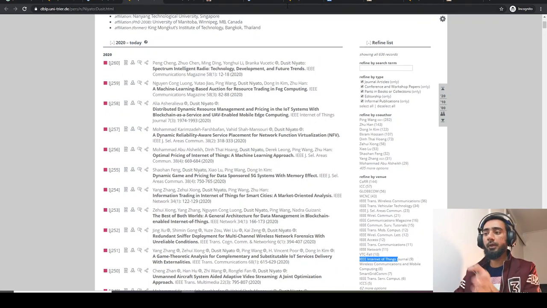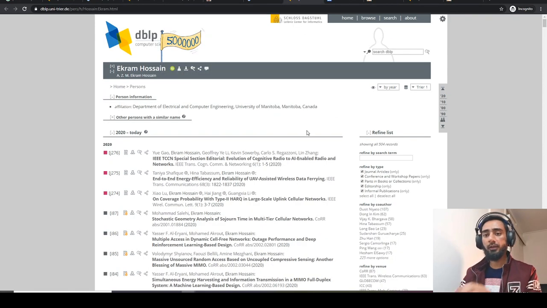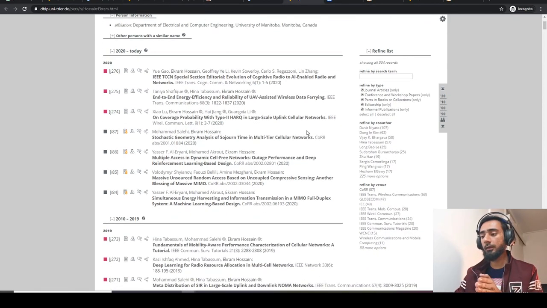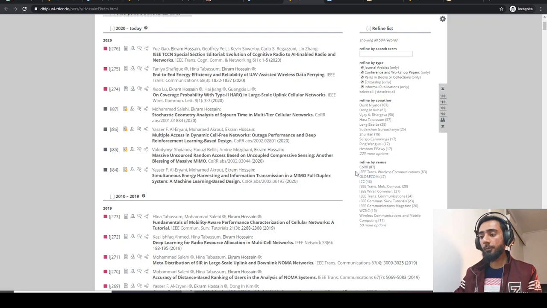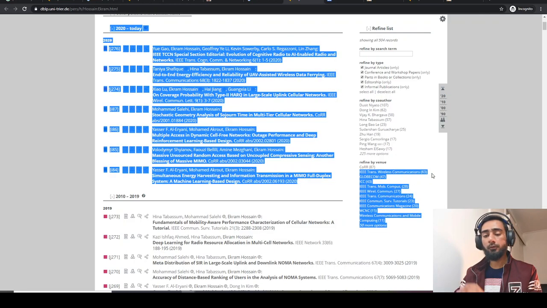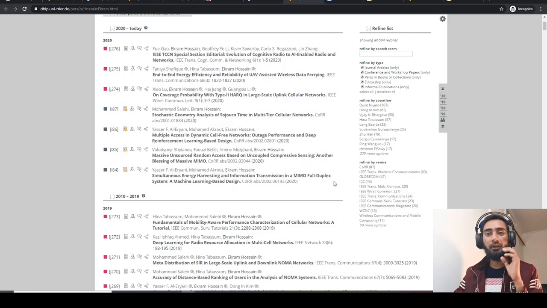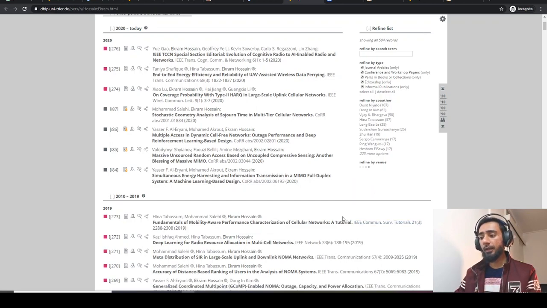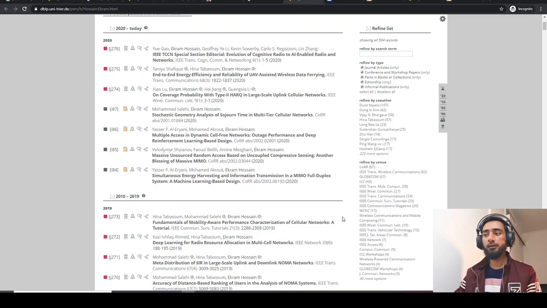Similarly, if we analyze the profile of Professor Ekram Hossain, you will find a similar hierarchy. Top journal is IEEE Transactions on Wireless Communications. So he has got 63 articles in IEEE Transactions on Wireless Communications. The next one is IEEE Globecom, then some other IEEE transactions, and the same trend goes on further.